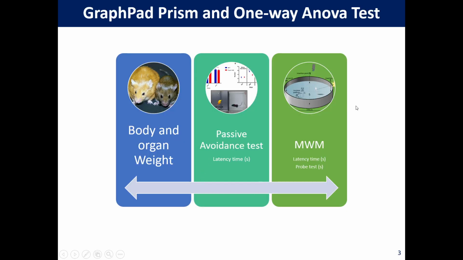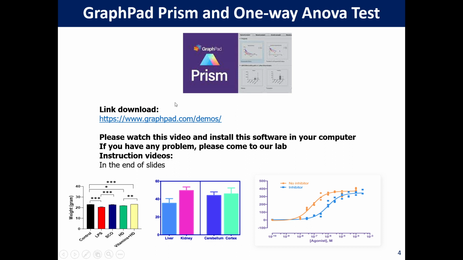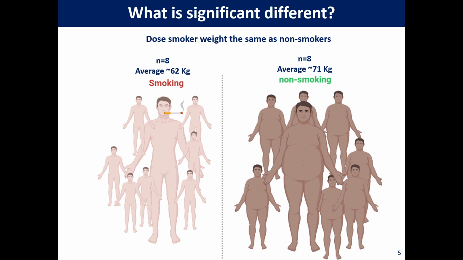If you use GraphPad, you can analyze a lot of data, for example, body or organ weight, the passive avoidance test, or the Morris water maze. So today we focus on the body weight and the passive avoidance test. And here is the link where you can download this software, and it gives you around 30 days free with only your email. So the first one I mention is significant difference.